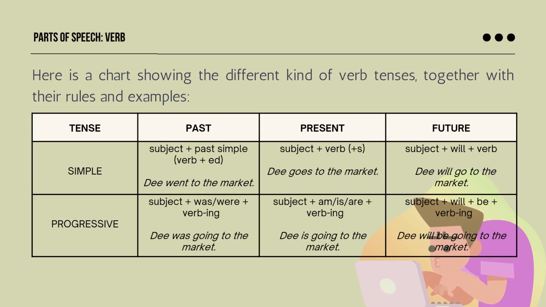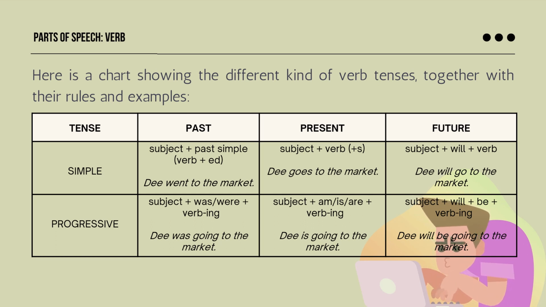First, let's discuss the simple tense. For the past tense, the rule is subject plus past simple, or the verb plus -ed. For the present, we have the subject plus verb; since it is in the present, it's added with -s. For the future, the subject plus will plus the verb. Examples: Past tense, D went to the market. Present tense, D goes to the market. Future tense, D will go to the market.